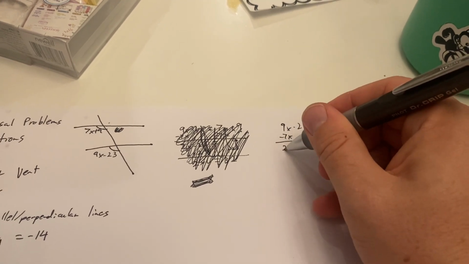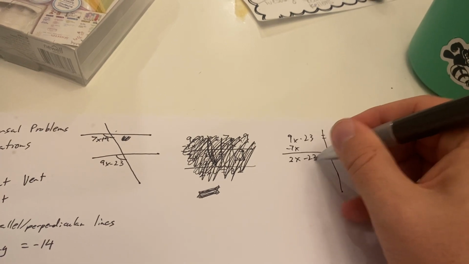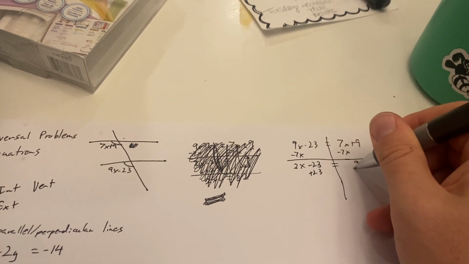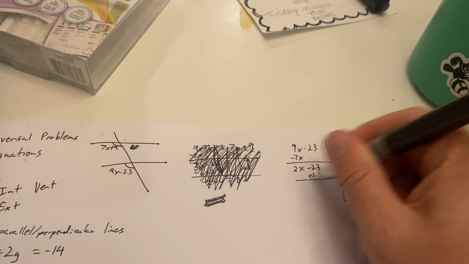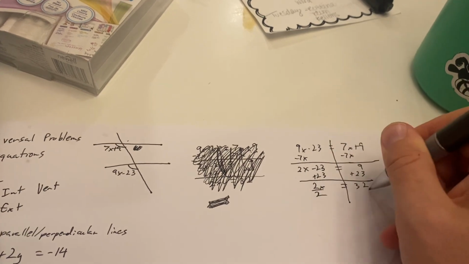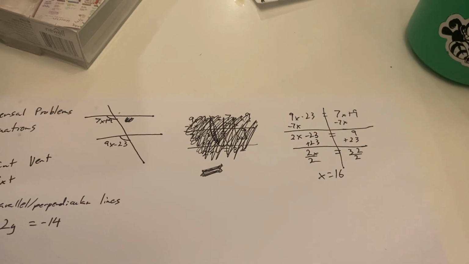9x minus 7x, sorry, is 2x. So I've got 2x minus 23 is equal to 9. I add 23 to both sides. I get 2x is equal to 32. I divide by 2. And this is where I made my mistake on the last one. This should have been 16.